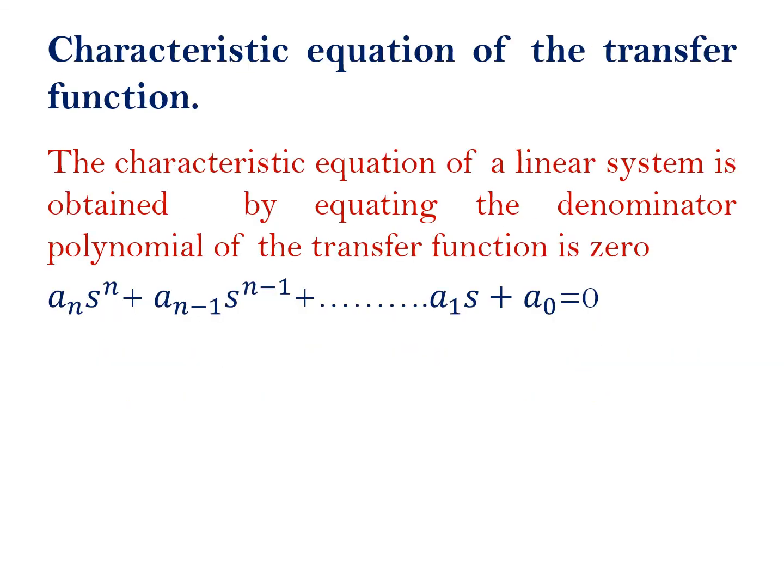I am going to explain the characteristic equation of the transfer function. The characteristic equation of a linear system is obtained by equating the denominator polynomial of the transfer function to 0. So this is the denominator polynomial: a_n s^n + a_(n-1) s^(n-1) + ... + a_1 s + a_0 = 0.